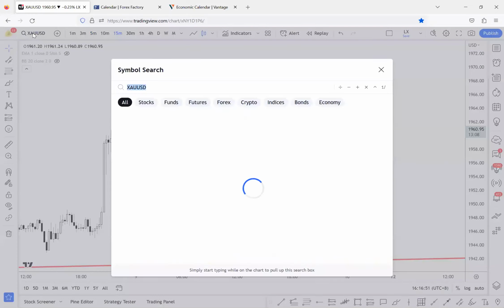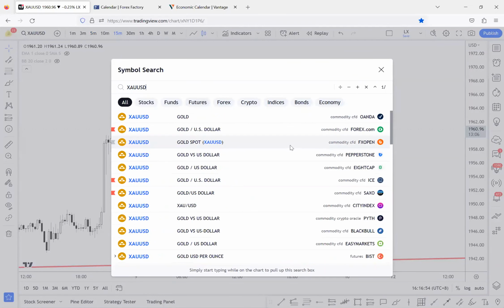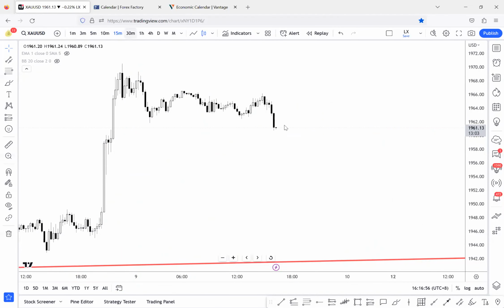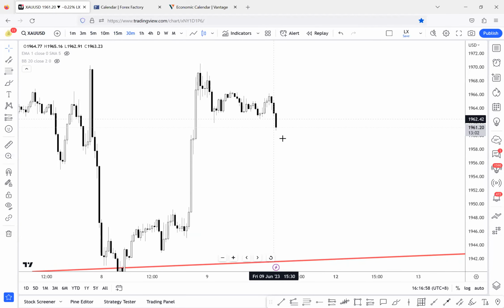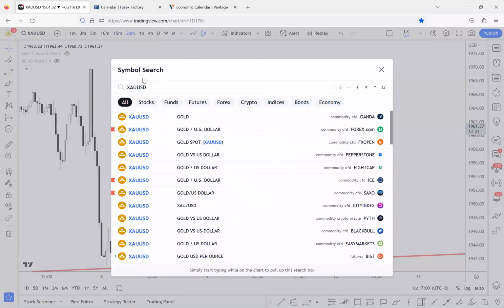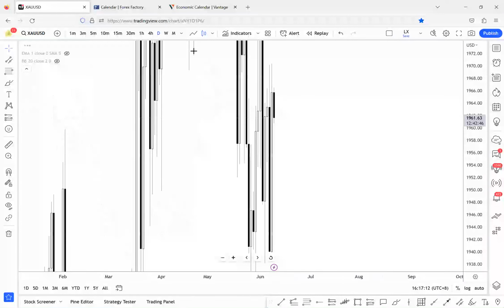Right, so let me just highlight the picture of gold. As you can see here, on the 15 minutes or 30 minutes time frame, we're seeing a slight pullback in gold, and this corresponds to the move up in dollar index. Okay, so on gold, let me just load a new chart. It's probably easier.